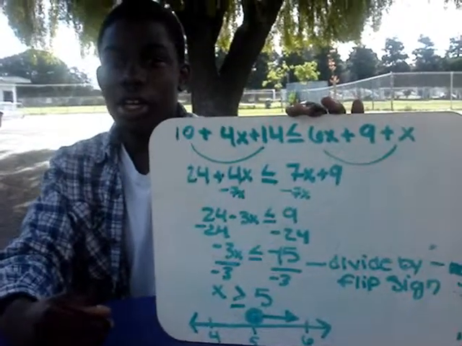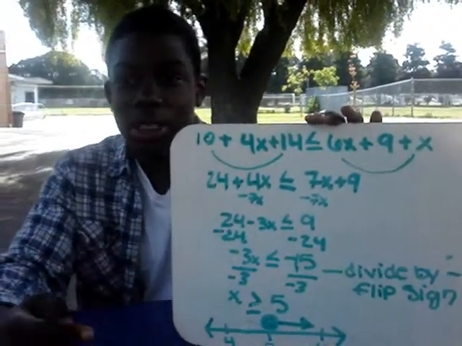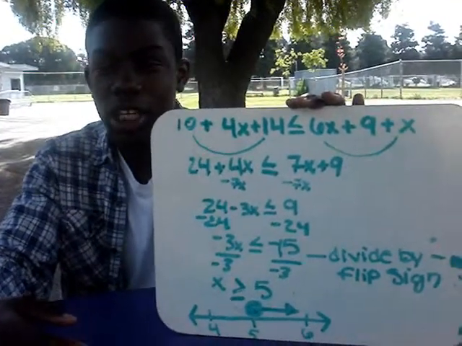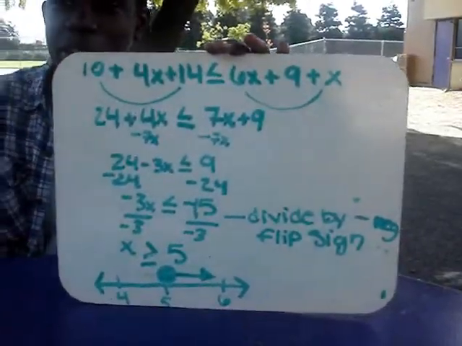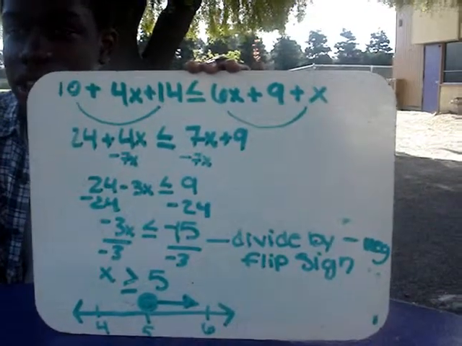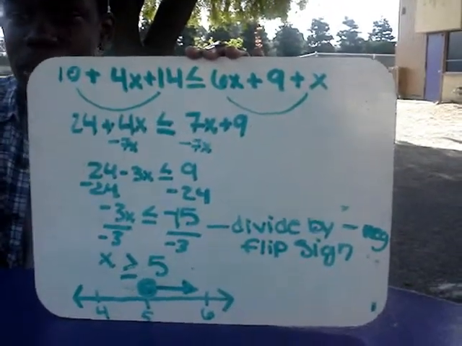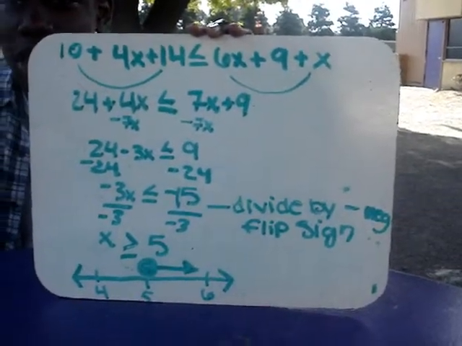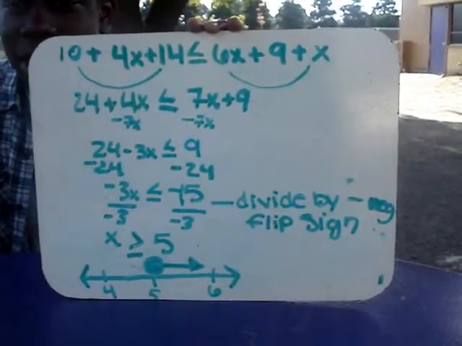Okay. So hello, my name is Isaac, and I'm going to be teaching you how to simplify and graph and shade a linear equation. Our first problem is 10 plus x plus 14 less than or equal to 6x plus 9 plus x. Since there are numbers on each side, you could add them together. Like 10 plus 14 equals 24.